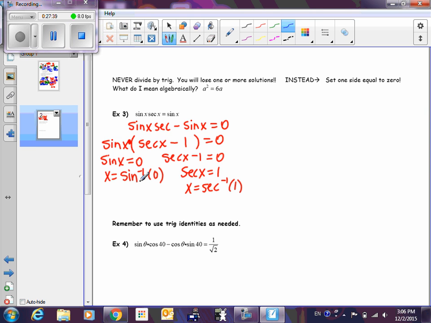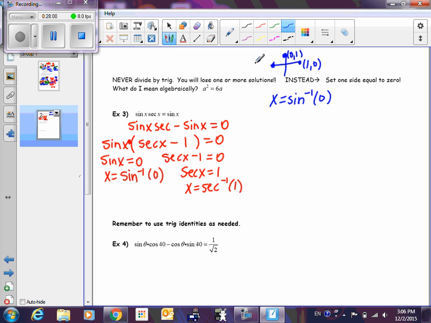Okay, so I'm going to go ahead and write this up here. X equals arc sine of 0. How do I do that? What do I need to maybe write on my paper? Yeah, the quadrantal angles. This is 0, 1, 1, 0.